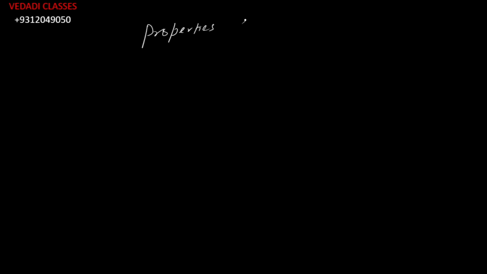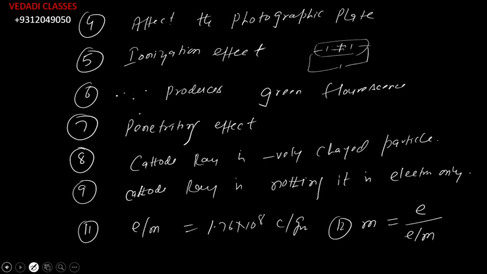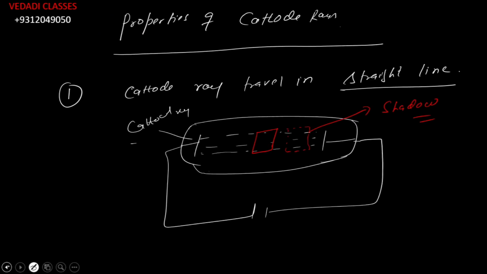Properties of anode rays. So what are the properties? Same properties. They travel in a straight line. So they travel in a straight line.